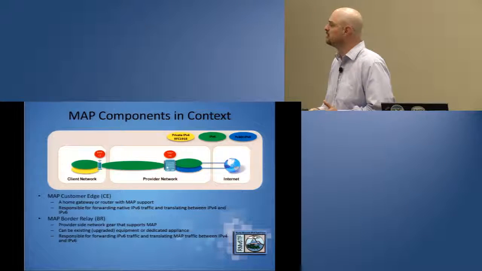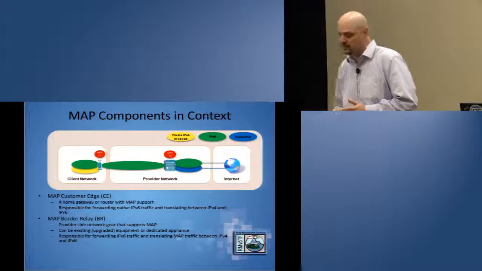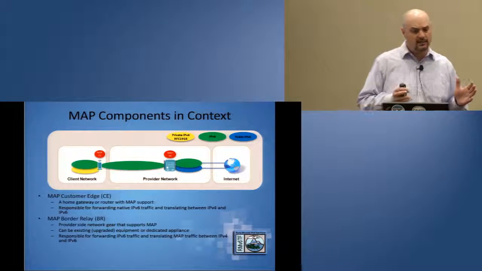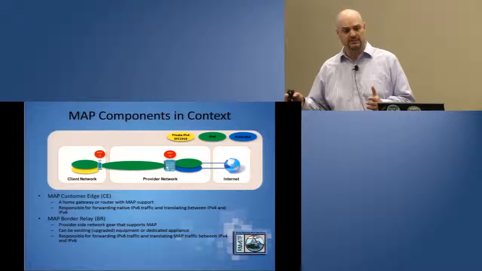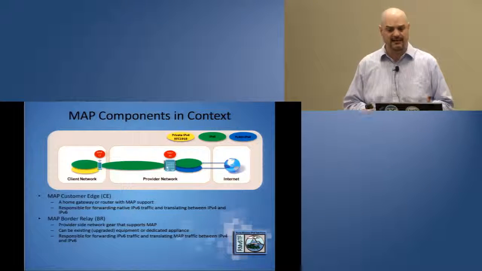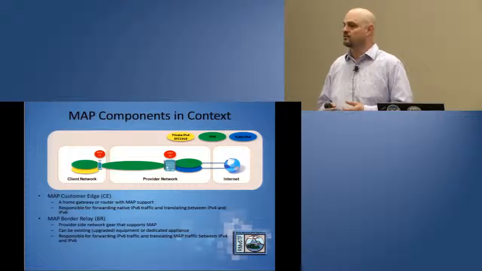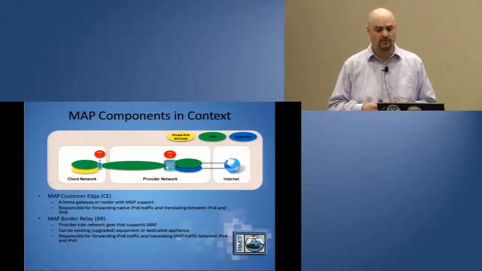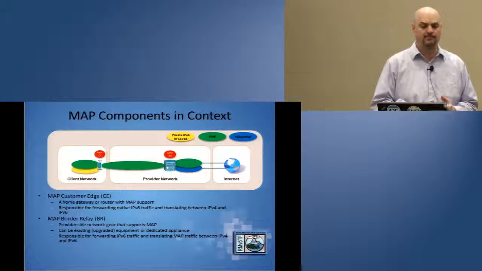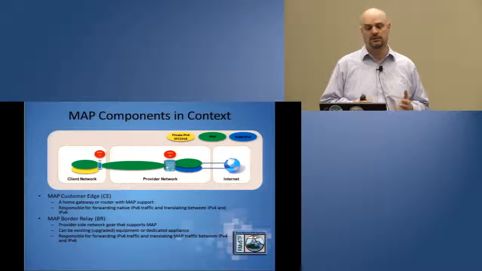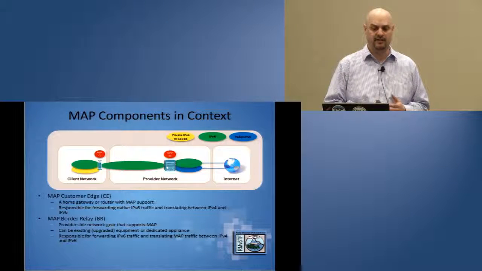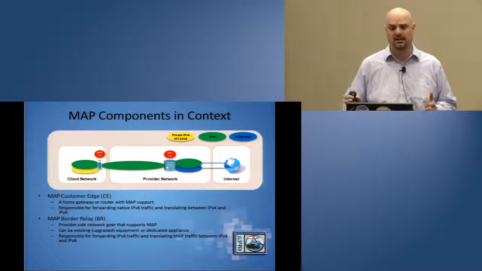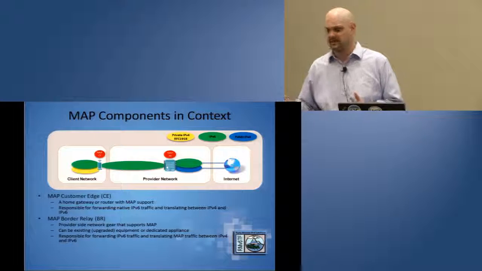So just to give you a quick overview of the different components that make up a MAP network, we've got the two devices that are necessary. We've got a MAP customer edge device, and this is typically your home gateway. It's something that you would pick up at Best Buy and drop behind your cable modem, or it could be your DSL router. And that's responsible for taking the IPv4 traffic at the customer prem and either encapsulating it or translating it for transport over the IPv6 network.